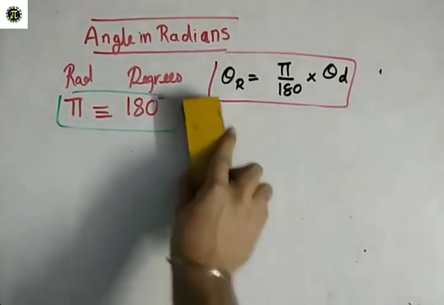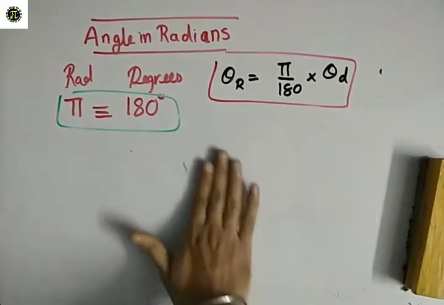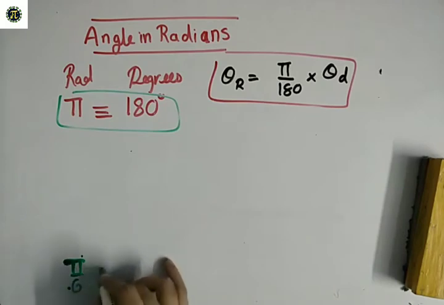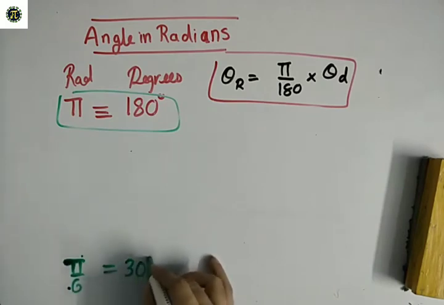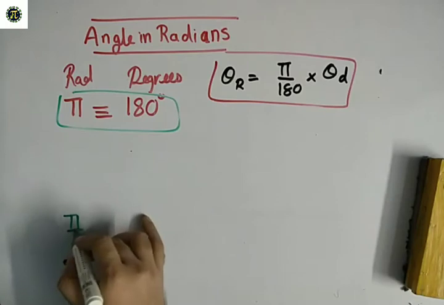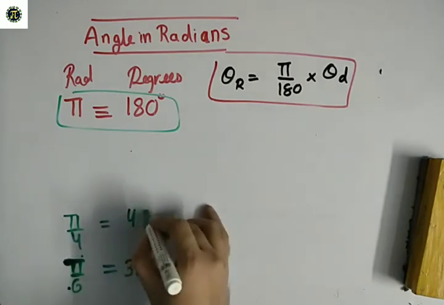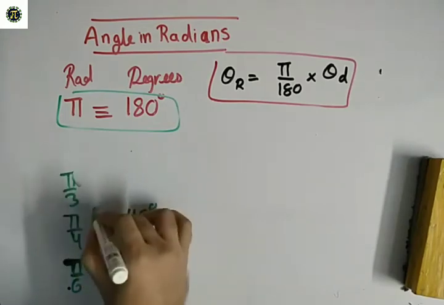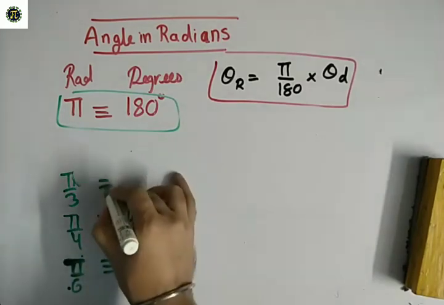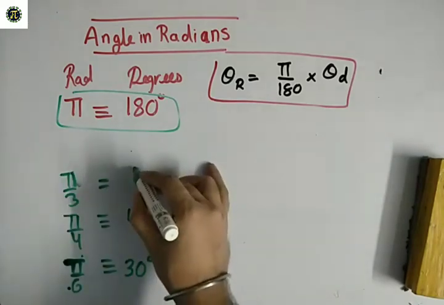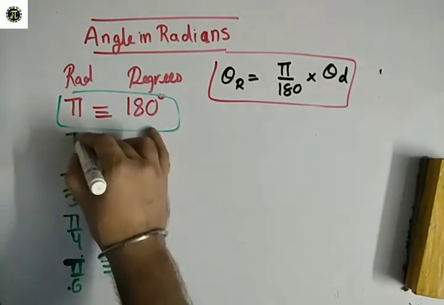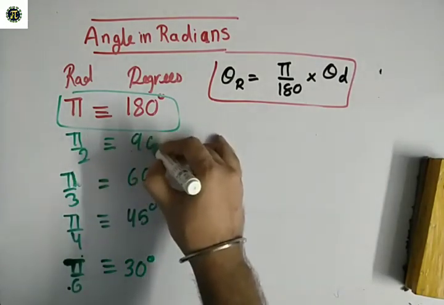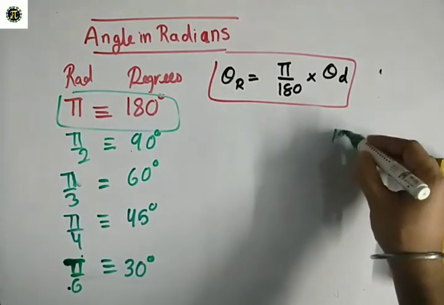So let's write down some standard values. Pi by 6, it is same as 30 degrees. Pi by 4, it is same as 45 degree. Pi by 3, so I should write equivalent sign. So this angle is in radians and this is equivalent to 60 degree. Pi by 2 is equivalent to 90 degrees.